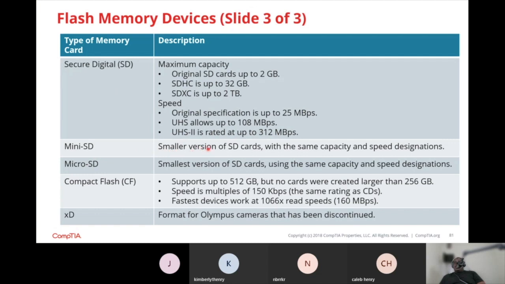Then you have mini SD, which were smaller SD cards with the same capacity and speed as these up here. Then micro SD, the smallest, with the same up here. Then you had compact flash cards, which were used in digital cameras, and I used them in my beat machines. We use compact flash cards, and then you had XD, a format for Olympus cameras only, and they have since been discontinued.